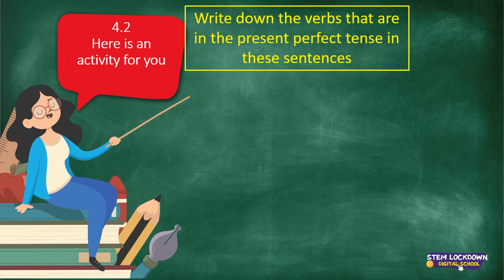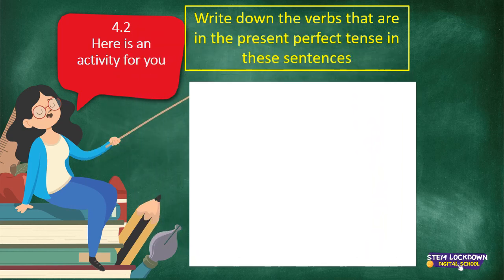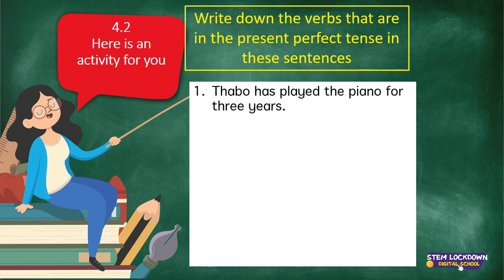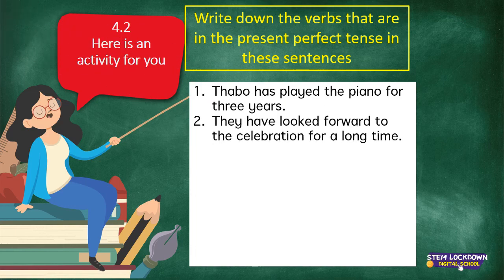Right. Here is an activity for you to do. Write down the verbs that are in the present perfect tense in these sentences. Okay, you got that. We only have to write down the ones in the present perfect tense. The clue is always has and have. Number 1, Tabu has played the piano for 3 years. Let's read them first and then I'll give you a minute to write down.